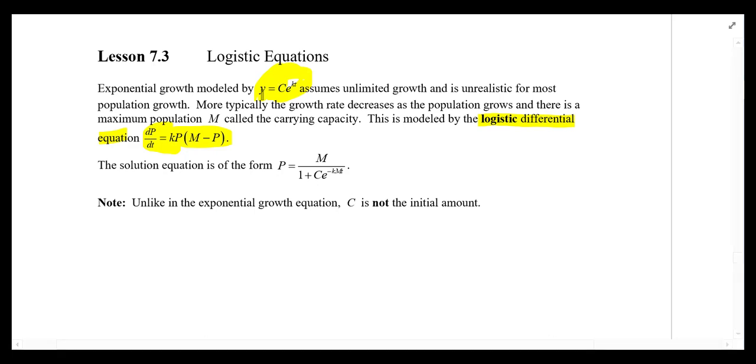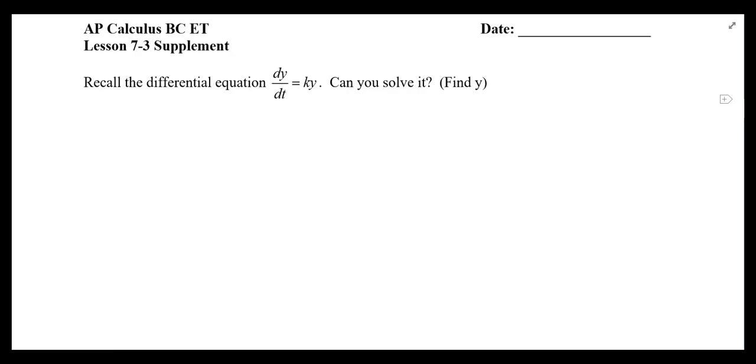But I think what I'd like to do is actually show you this. So if you can go to the 7.3 supplement in the back of your book, I want to quickly review how to solve these differential equations and then show you how we can solve the logistic one. You ready? This is going to be fun. Okay, so as a quick review, can we solve this one?